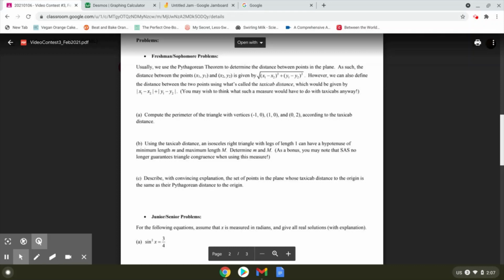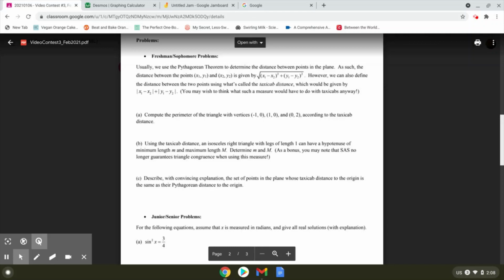As stated, usually we use the Pythagorean theorem to determine the distance between points in the plane. As such, the distance between the points (x1, y1) and (x2, y2) is given by the square root of (x1 minus x2) squared plus (y1 minus y2) squared. However, we can also define the distance between the 2 points using what's called the taxicab distance, which would be given by the absolute value of x1 minus x2 plus the absolute value of y1 minus y2.